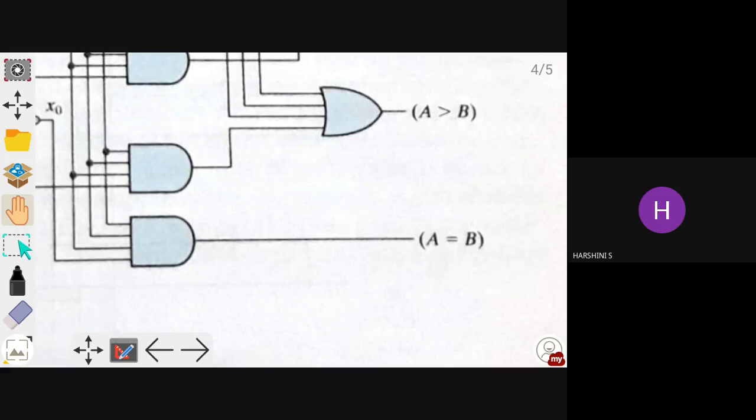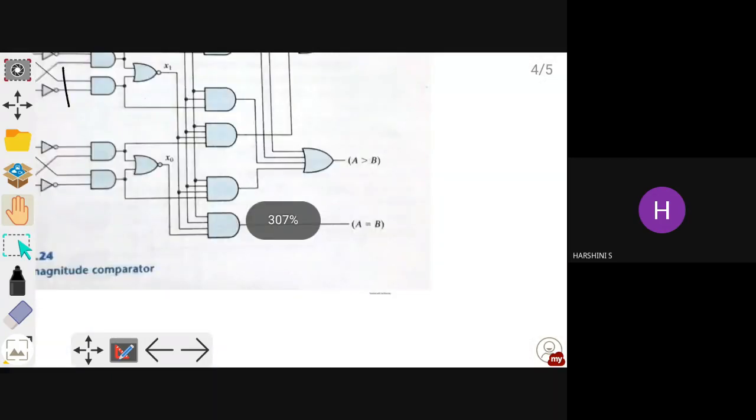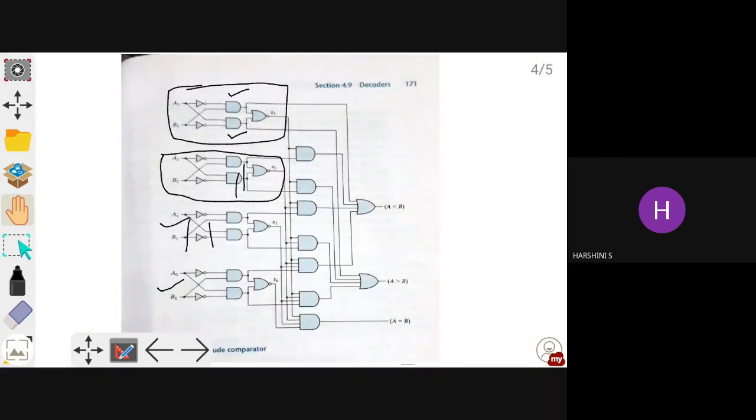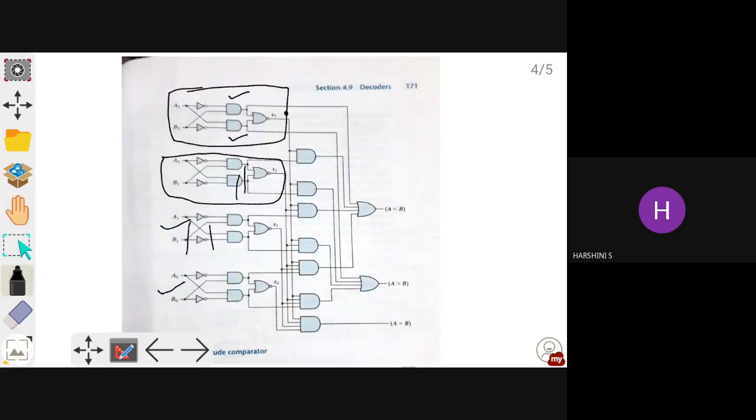So A equal to B is very, very easy. They take X3, X2, X1, X0 and AND the outputs, and they got the output as A equal to B. Now how have they obtained A less than B? Look at the equation for A less than B.